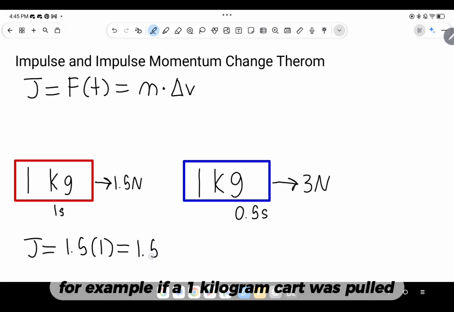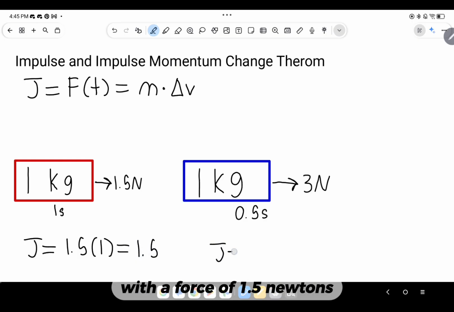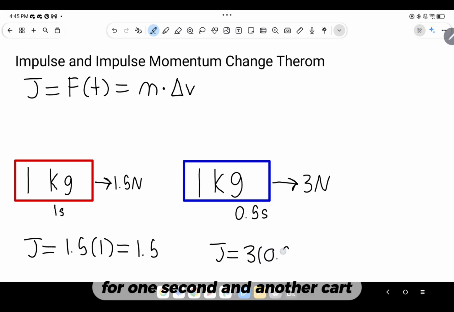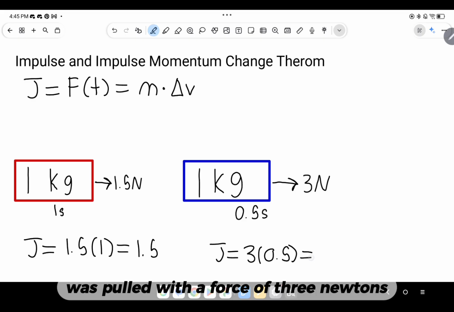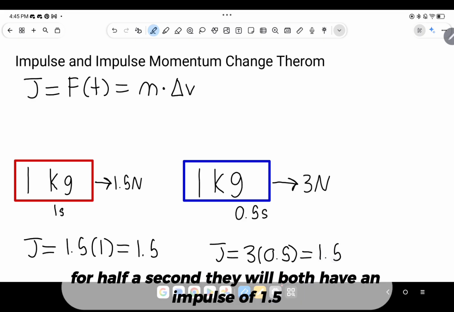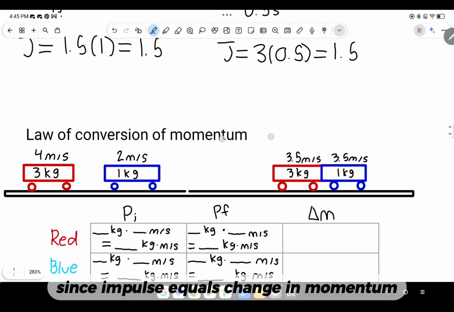For example, if a 1 kilogram cart was pulled with a force of 1.5 newtons for 1 second, and another cart was pulled with a force of 3 newtons for half a second, they will both have an impulse of 1.5 since impulse equals change in momentum.